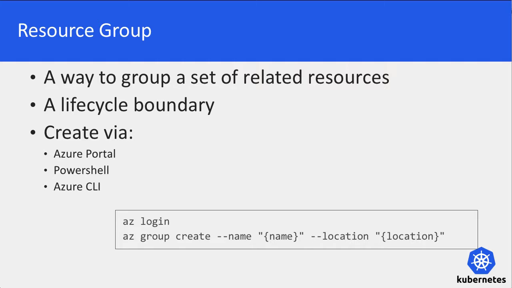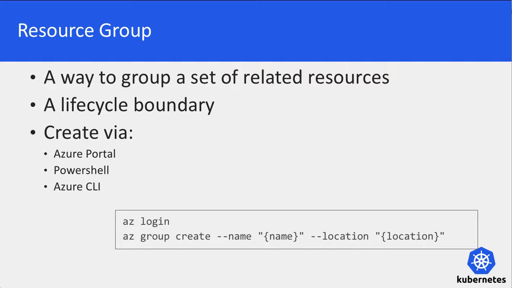You can create a resource group with either the Azure portal, with PowerShell, or like me, you can use the Azure CLI. In order to use the CLI, you have to install it. Just do a search in your favorite search engine for install Azure CLI 2.0, and it's quite simple.